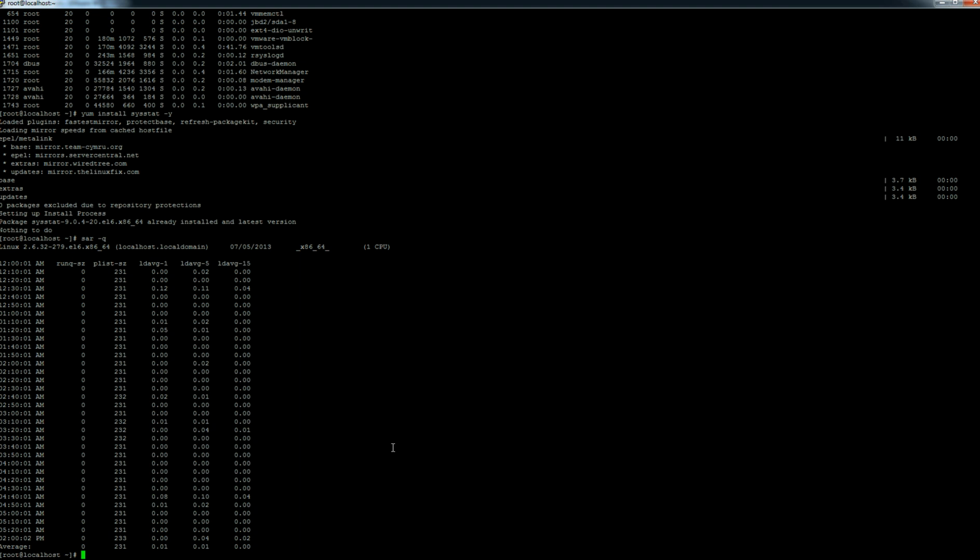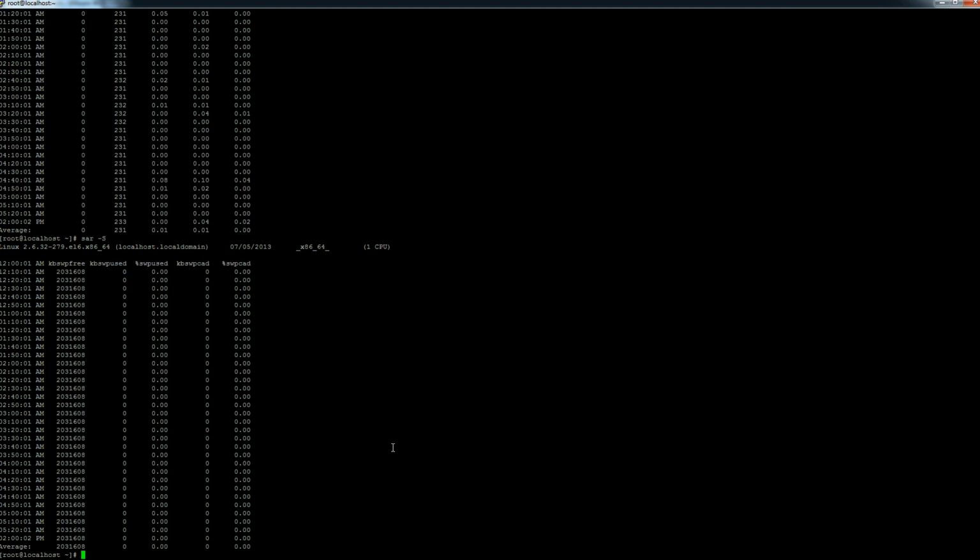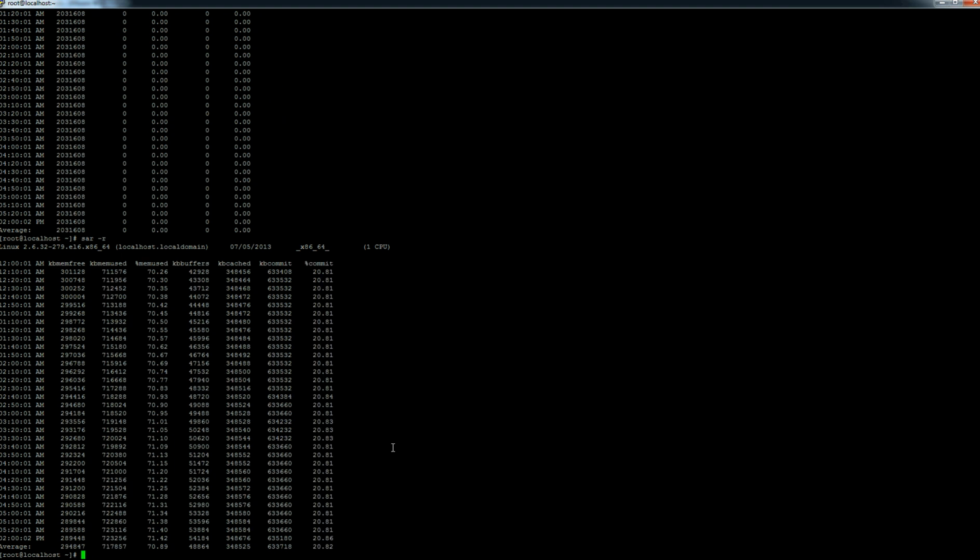So that's one way to take a look at the different resources that are being used on your machine. Like sar -S shows you your swap space, and then I believe lowercase -r shows you your memory used. So those are a quick and dirty way to take a look at your system resources.